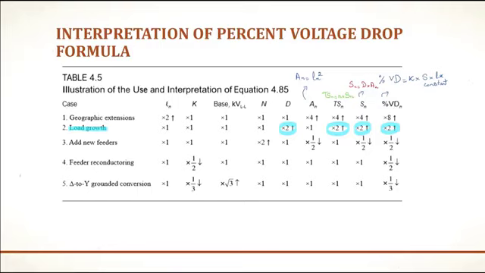But this increase is lesser as compared to the first case, that is geographic extension, in which the percentage voltage drop was increasing 8 times. So that is the worst case. This is still not desirable as percentage voltage drop is being increased.